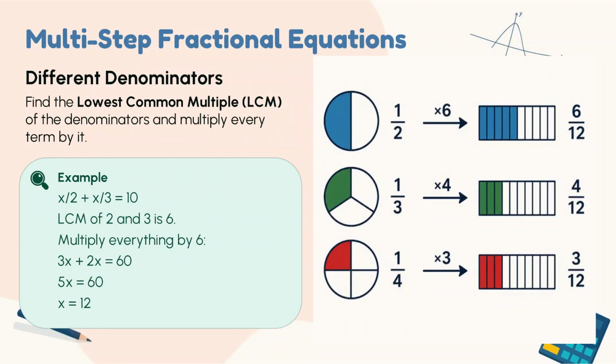x over 2 times 6 becomes 3x. x over 3 times 6 becomes 2x. 10 times 6 becomes 60. So we get 3x plus 2x equals 60. That simplifies to 5x equals 60. Divide by 5 and x equals 12.